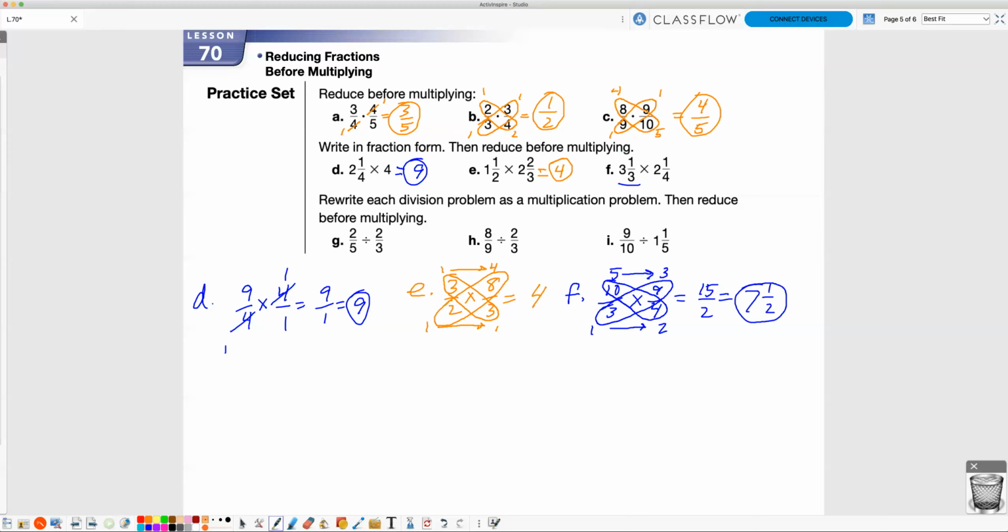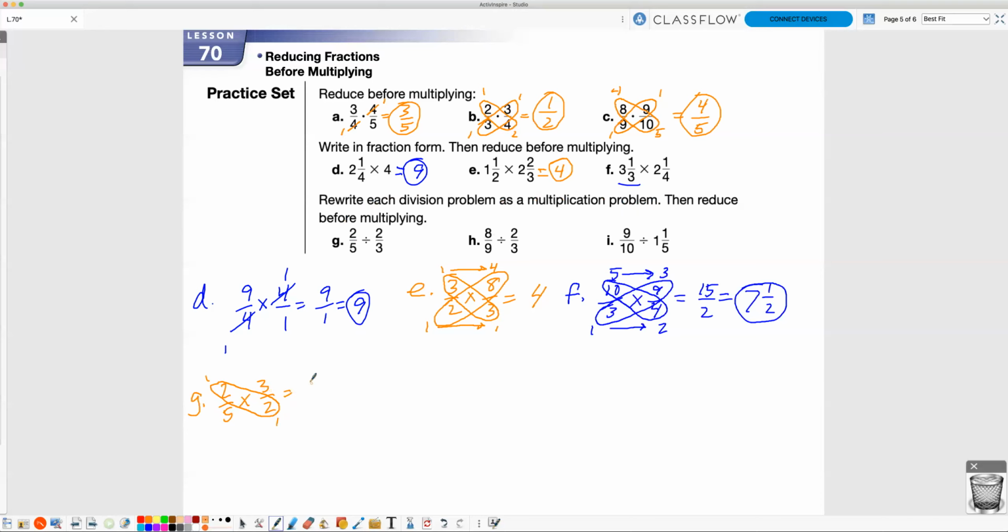Letter G. It says rewrite each division problem as a multiplication problem, then reduce before multiplying. So in letter G, I need to rewrite that. That would be the same as 2/5 times the reciprocal 3/2, and then reduce before multiplying. So you should recognize that 2 over 2 is the same as 1 over 1, and 3 and 5 can't be reduced.